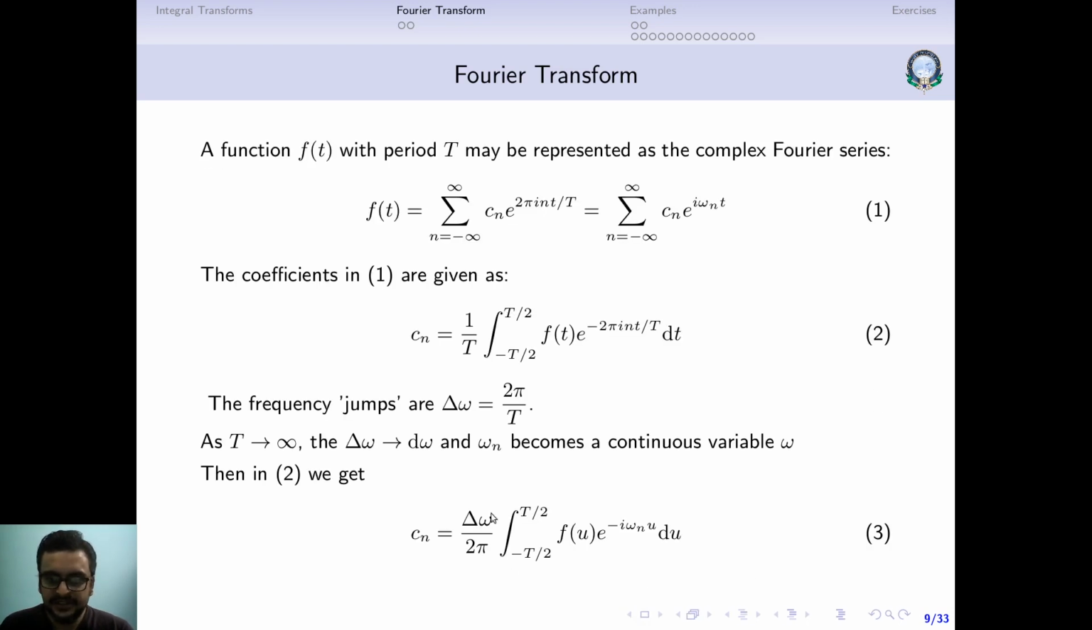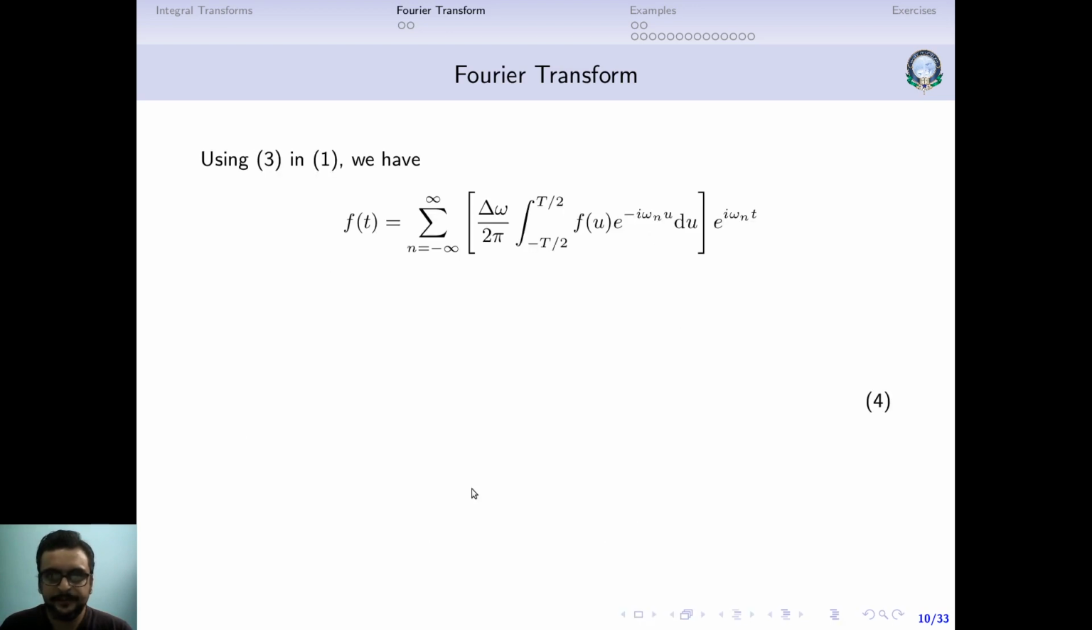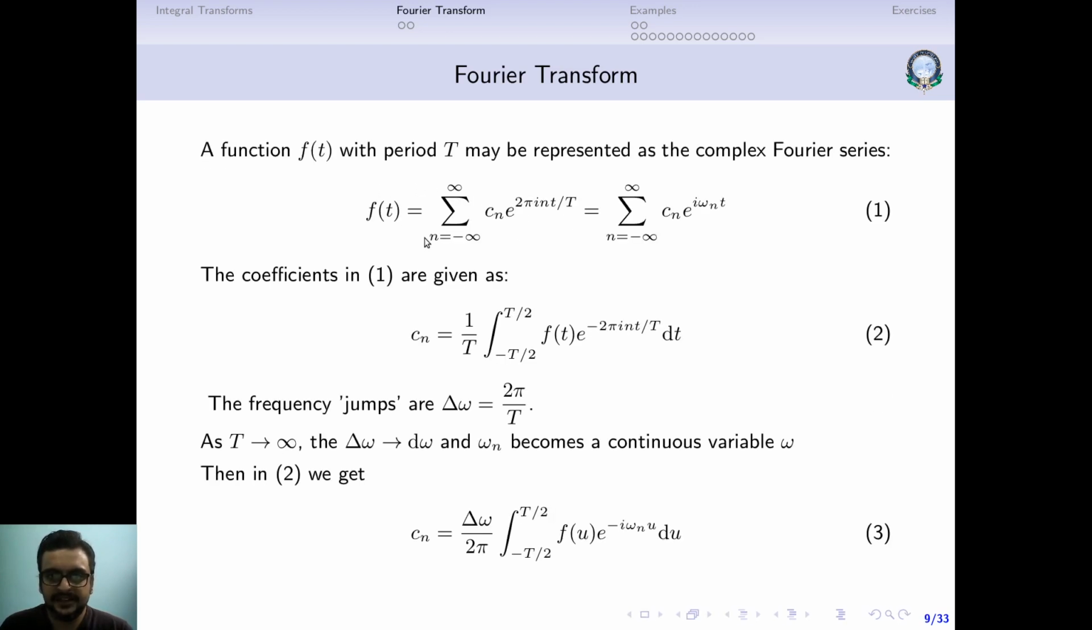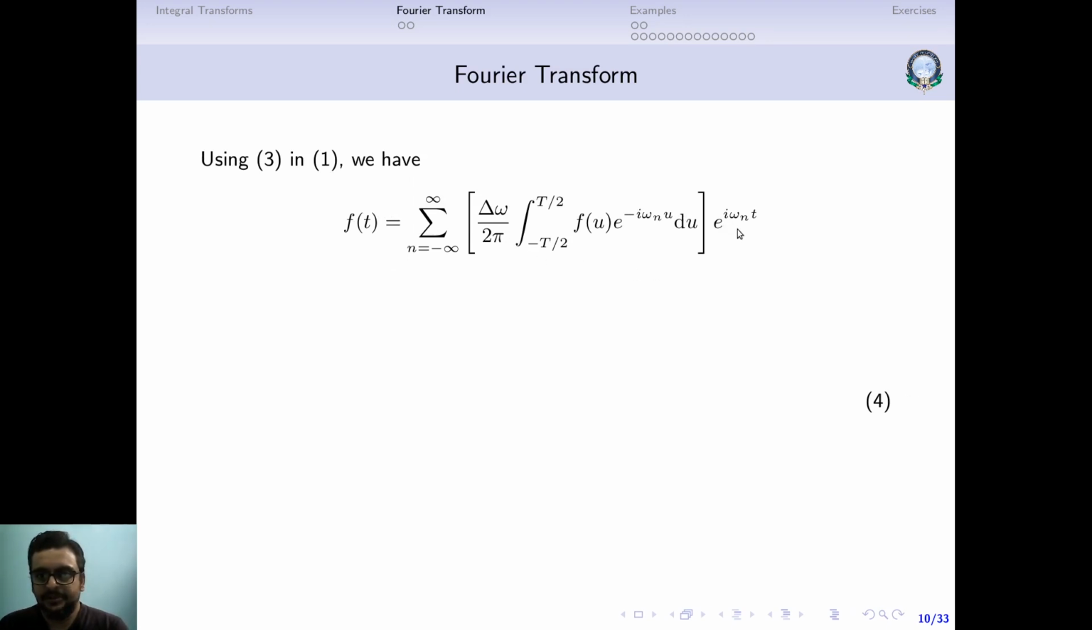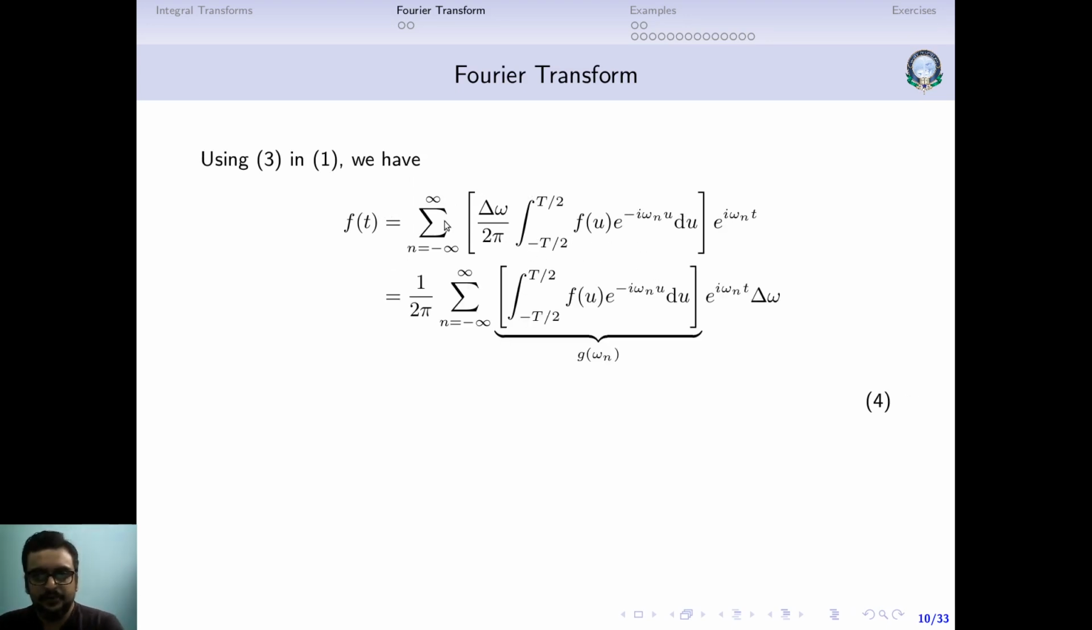Okay, so now we'll insert this equation number 3 in equation number 1. So instead of this c, we just substitute this entire thing. So you'll get f of t is equal to the summation, and then instead of cn, we substitute, with e to the power i omega n t. Now we do some shuffling here. I'll take the 1 by 2 pi outside, then we have a summation. Then this delta omega, I'll take it outside. Then we have this quantity, the integration from minus T by 2 to plus T by 2 of f of u e to the power minus i omega n u du.